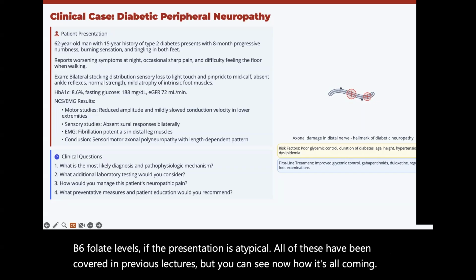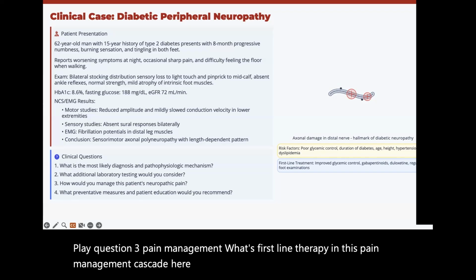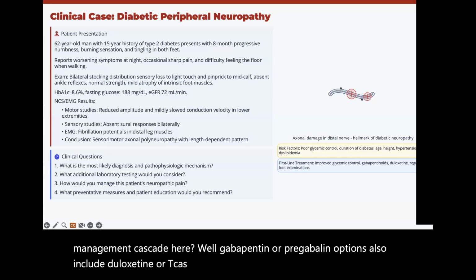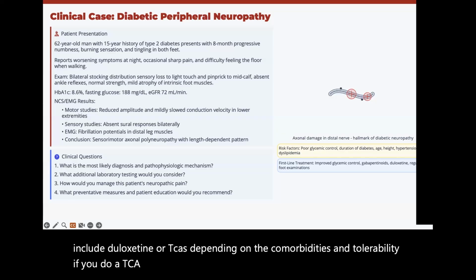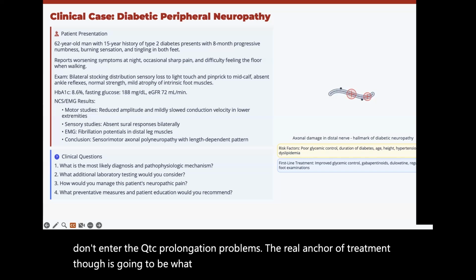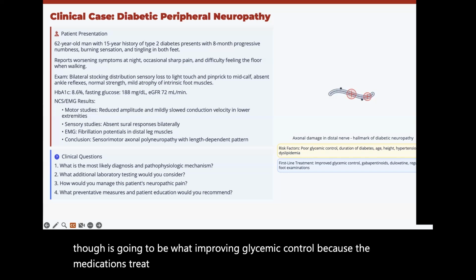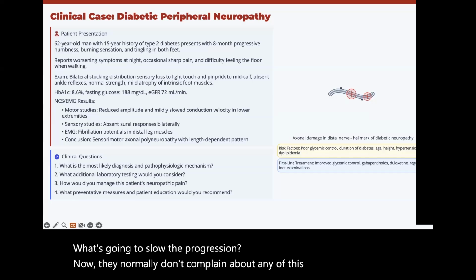Question 3, pain management. What's first-line therapy in this pain management cascade here? Well, gabapentin or pregabalin. Options also include duloxetine or TCAs, depending on the comorbidities and tolerability. If you do a TCA, check for cardiac issues and make sure you check the QTc so we don't enter the QTc prolongation problems. The real anchor of treatment, though, is going to be what? Improving glycemic control, because the medications treat the pain, but the glucose control is what's going to slow the progression. Now, they normally don't complain about any of this until it causes erectile dysfunction.